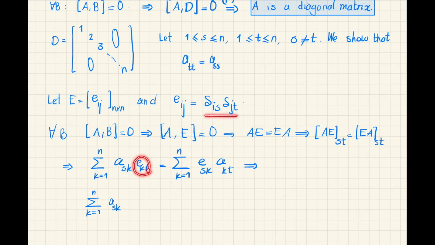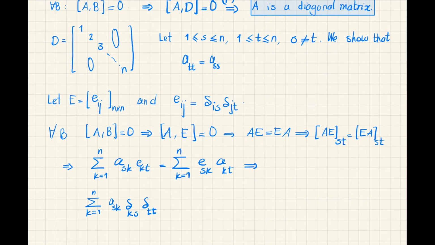I use this relation, so I have two deltas. The first index of the first delta is the row index of E, which is k. The second index is s. For the second delta, the first index is the column index of E, which is t. And then it ends with a sub kt... I mean, it ends with a t.